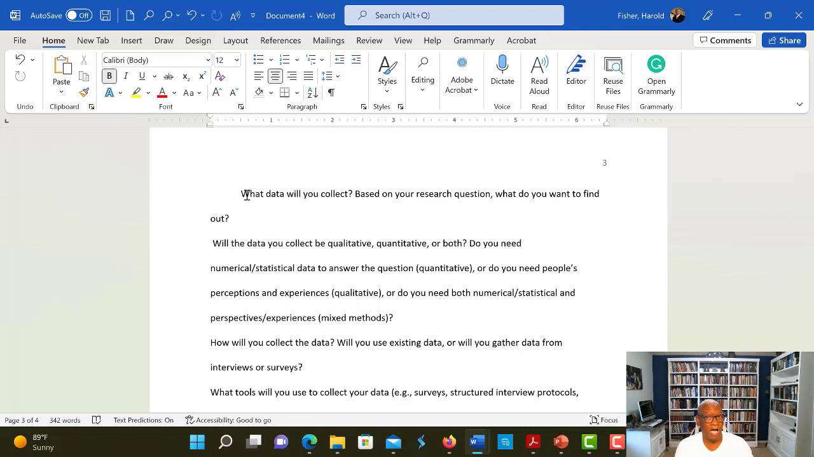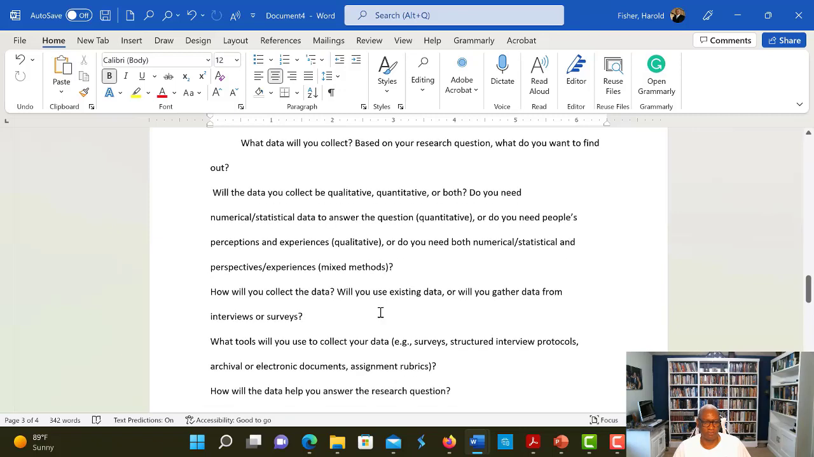I want responses to the questions, and I need to be able to clearly see that you are responding to, like, what data will be collected. Will the data you collect be qualitative, quantitative, or mixed methods? Don't just say yes, but answer, elaborate, and explain, demonstrating to me that you fully understand the methodology approach that you want to use to help solve your problem.